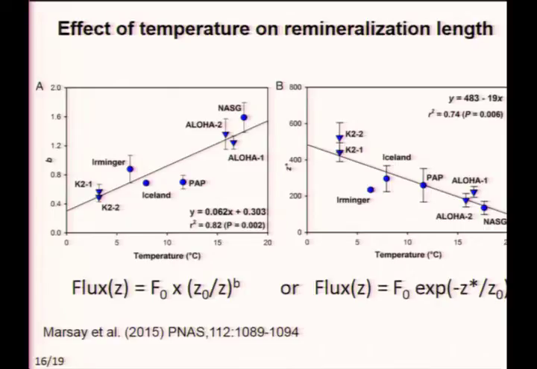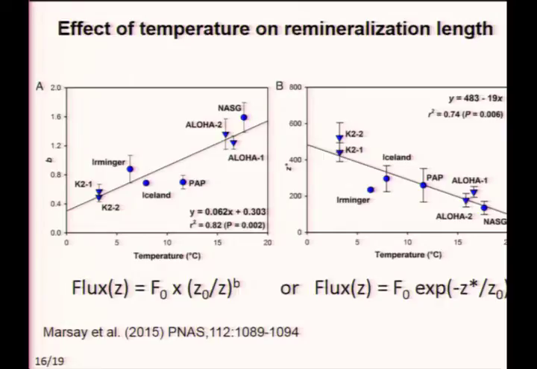So one, your flux at a particular depth is essentially a power law of the depth. That's become known as the Martin curve after John Martin, who first came up with it. Or alternatively, people have used an exponential relationship. These plots show the same data. This is showing you the power law scaling for the Martin curve, and this is the length scale for the exponential. But both are a measure of how quickly this flux gets attenuated with depth.